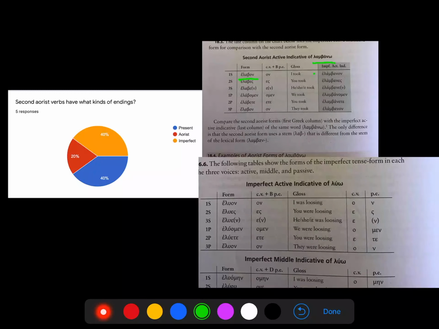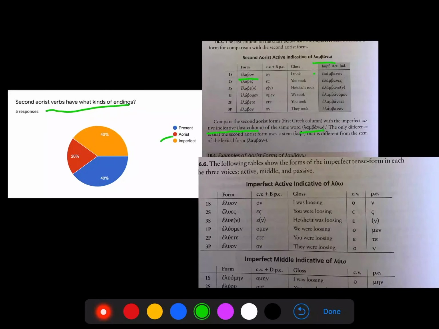And the question here is, what kind of endings get added to the word? Well, it's not the aorist endings, right? That's the whole point of it being a second aorist. It's not formed in the same way that a normal aorist is formed, right? The normal aorist has the sa endings, the sigma alpha endings. And you notice the second aorist doesn't have that. What kind of endings does the second aorist have? Well, it has the same endings as the imperfect, right? So notice, compare the second aorist forms with the imperfect active indicative of the same word.